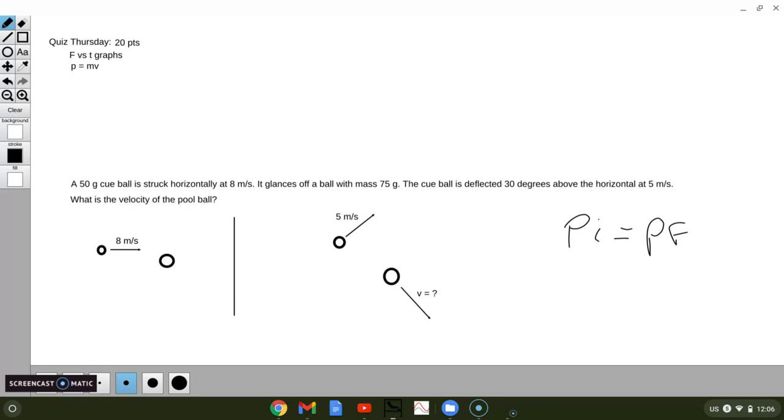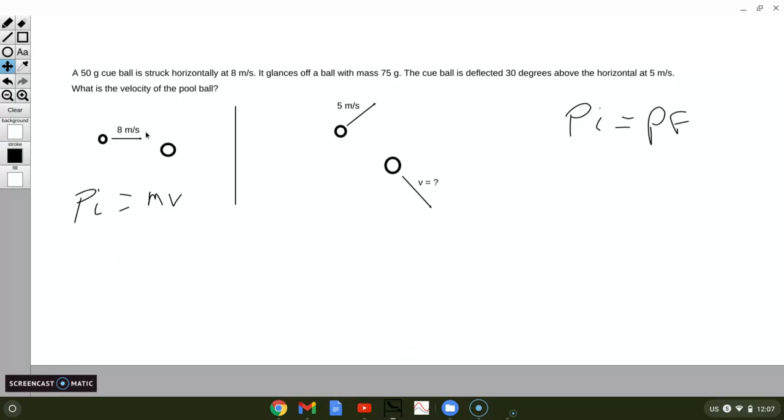All right. Now, we happen to know what the initial momentum is because we have ball B, which is 0. The initial momentum over here before the collision is just the mass of that ball times its velocity. And that's pretty simple to figure out.